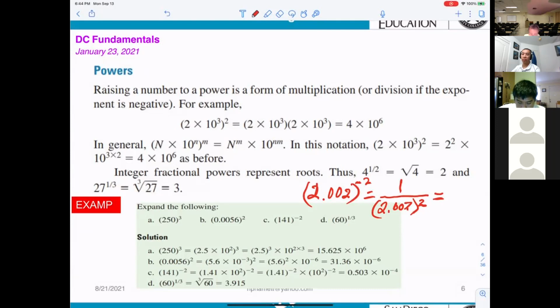Okay, so basically 1 divided by 4.008. Okay, so the answer will be 0.249. Mr. Pham, I don't follow where you got 2.002 from. Me neither. That's where I'm lost.